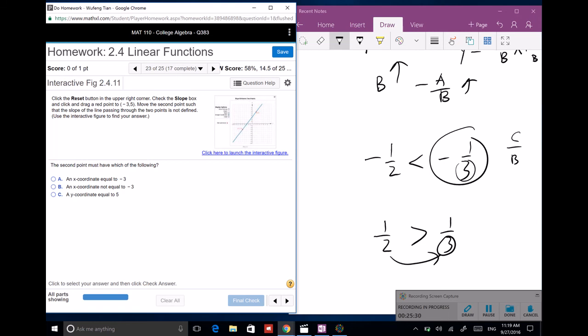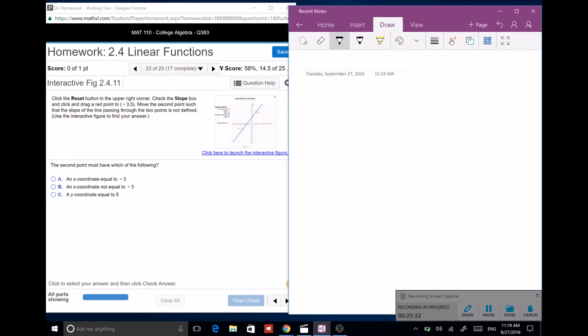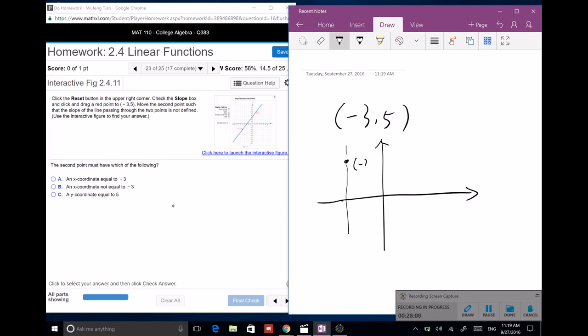So next one, click the reset button, check the slope box, and drag the red point to (negative 3, 5). Move the second point such that the slope passing through the two points is not defined. If it's undefined and passes through this point, negative 3, 5 is right here, so you get all the x coordinates equal to negative 3.